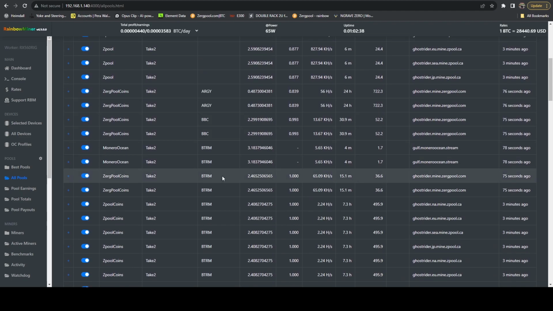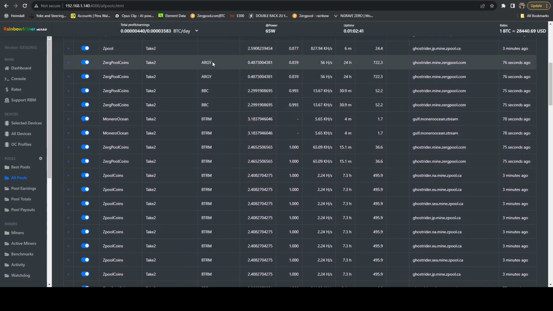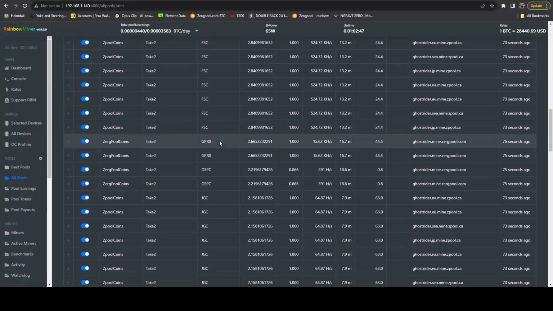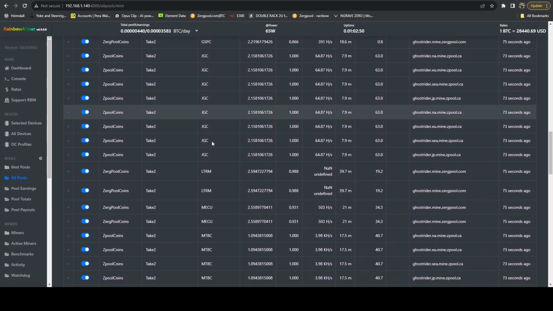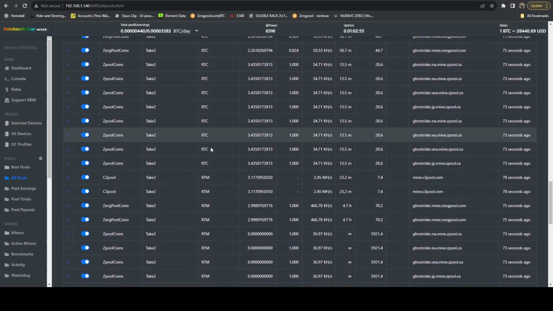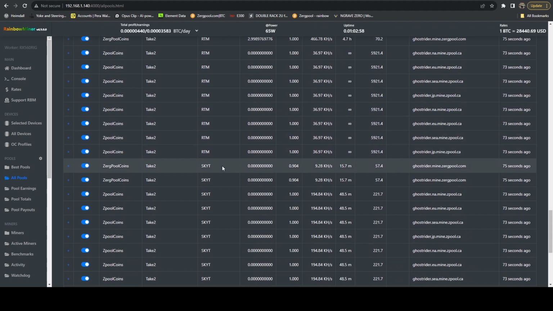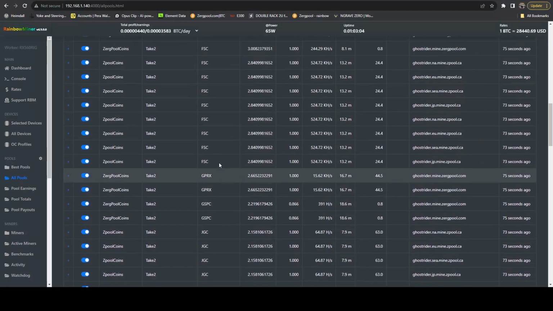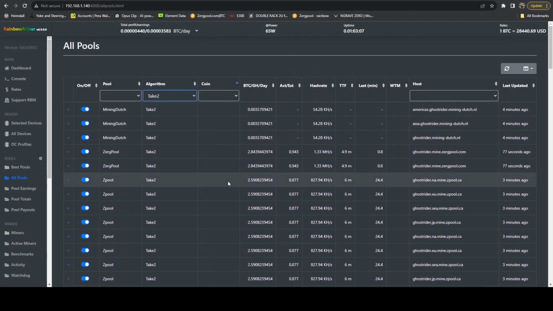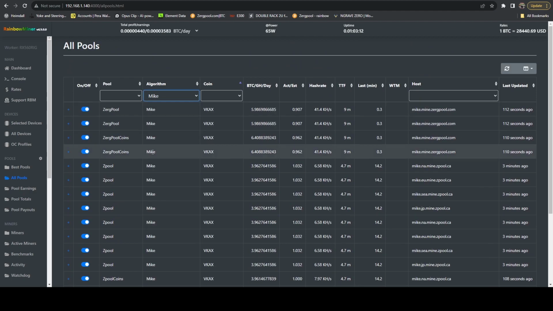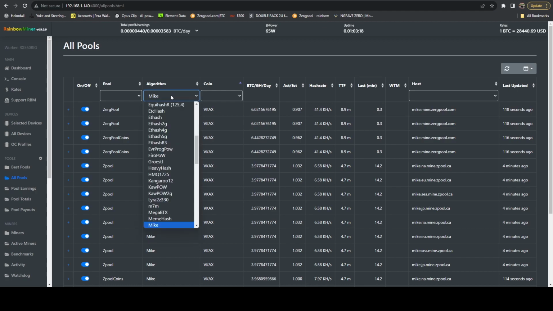So if we sort this A to Z, we've got ARGY, we've got BBC, we've got BTRM, we've got FSC, we've got GPRX, JGC, LTRM, MECU, MTBC, RTC, RTM, of course, SkyT, VARS, YERB. And so if you're unsure of all the various Ghost Rider coins, it's a quick way to see that. So once you find an algo you like, you can come over here and you can actually see all the coins that you would be able to mine with that card, to kind of take advantage of that.